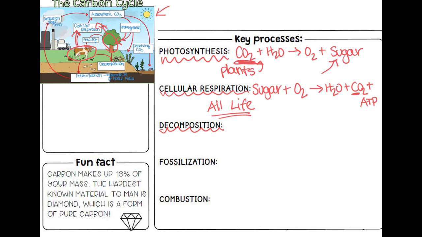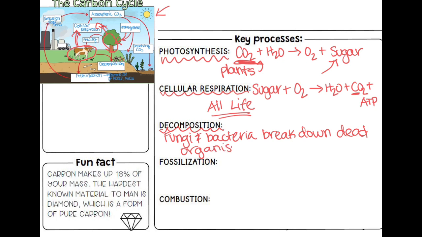decomposition. So in decomposition, we have certain organisms called decomposers like fungi and bacteria that break down dead organisms. And waste.